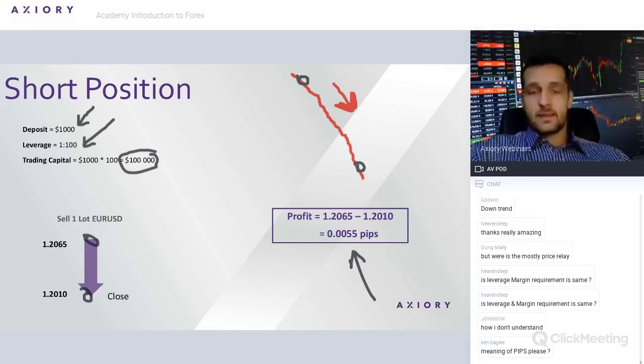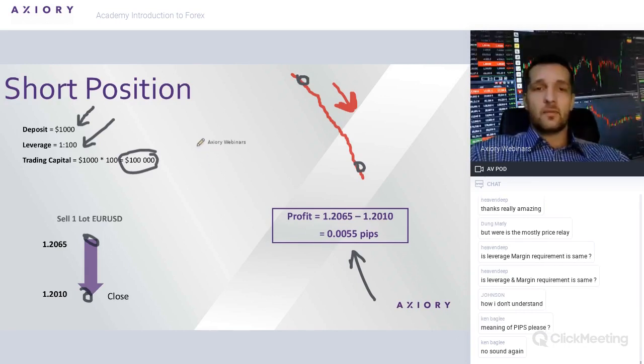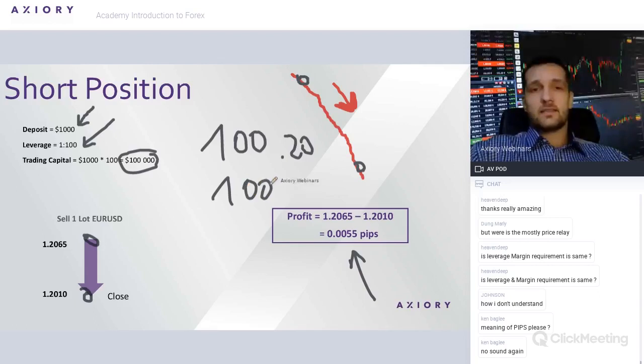Meaning of the pips, guys, this is the smallest amount that price can change. For example, it's like a cent, okay? Let's say you pay $100.20 in a shop for something. The next price is $100.21. It's 1 cent more expensive than this.